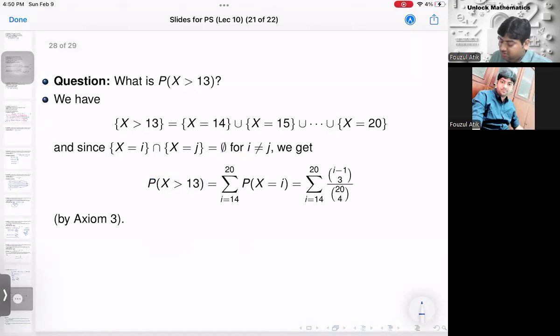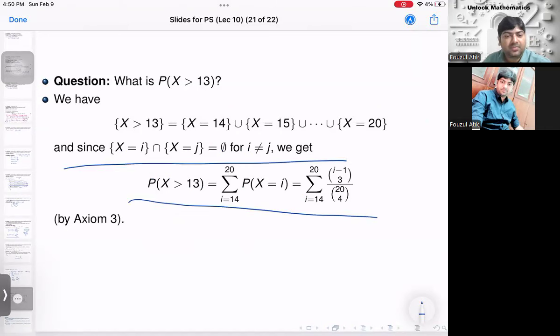You can simplify this value and get the answer. Again, each of these events is mutually exclusive, so the probability of their union is their individual sum by axiom 3. Therefore we can get this value.